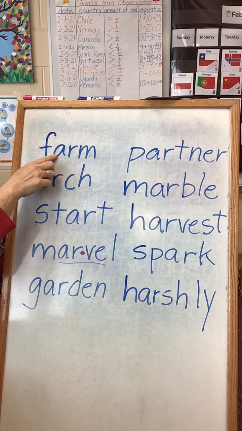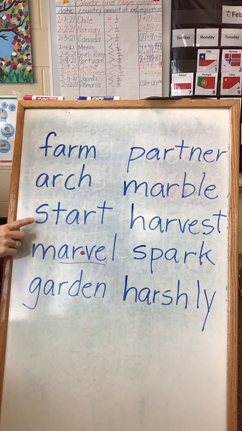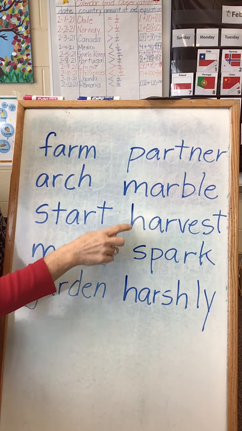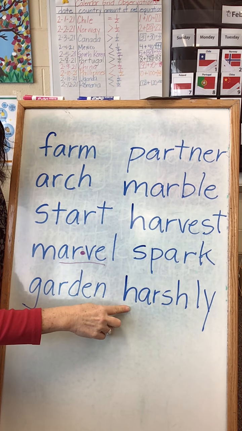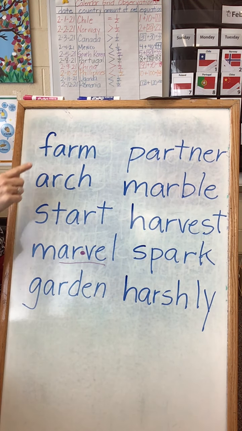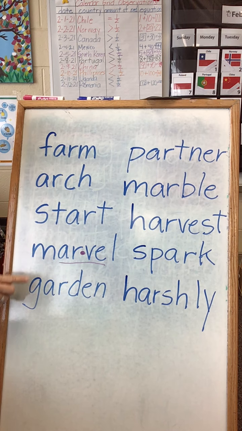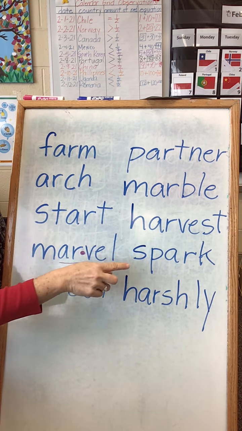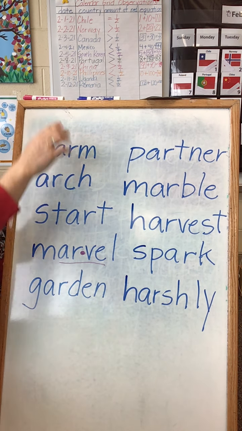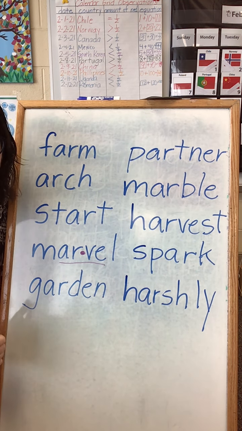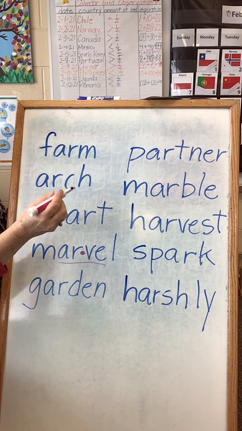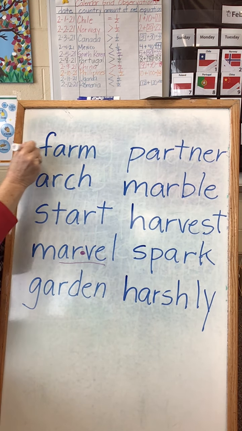All right, let's go. Medium fast. Farm, arch, start. Marvel, garden. Partner, marble. Harvest, spark, harshly. A little bit faster. Farm, arch, start, marvel, garden. Partner, marble, harvest, spark, harshly. All right, are you ready? Here we go. On your mark, get set, go.